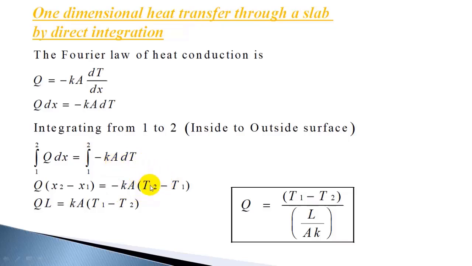Integral dT is T, and applying the limit 1 to 2, you get T2 minus T1. So minus sign you can take inside, change it to K into T1 minus T2. So QL is KA into T1 minus T2, or Q is equal to T1 minus T2 divided by L by AK. So you can rearrange this into this form. Once again we are getting the same equation. We are not getting the temperature variation here, we are only getting the heat transfer. This is an alternate method to find out the heat conduction through a slab.